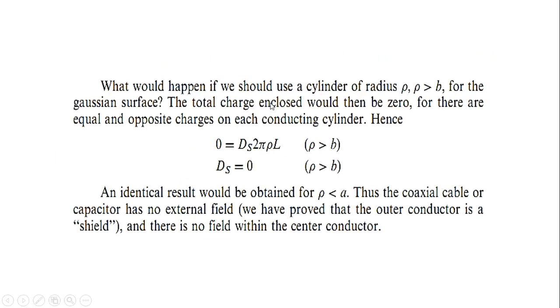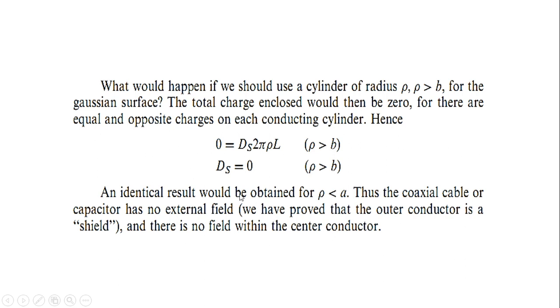So what would happen if we use a cylinder of radius rho such that rho is greater than b for the Gaussian surface? The total charge enclosed would then be 0, for there are equal and opposite charges on each conducting cylinder. Hence 0 will be equal to Ds times 2 pi rho L. So from this equation we can find that Ds is equal to 0. This charge density, the electric flux density outside the coaxial cable will be 0.